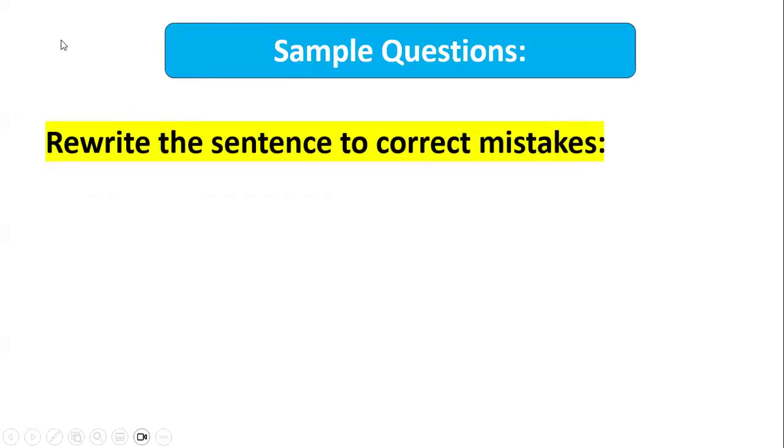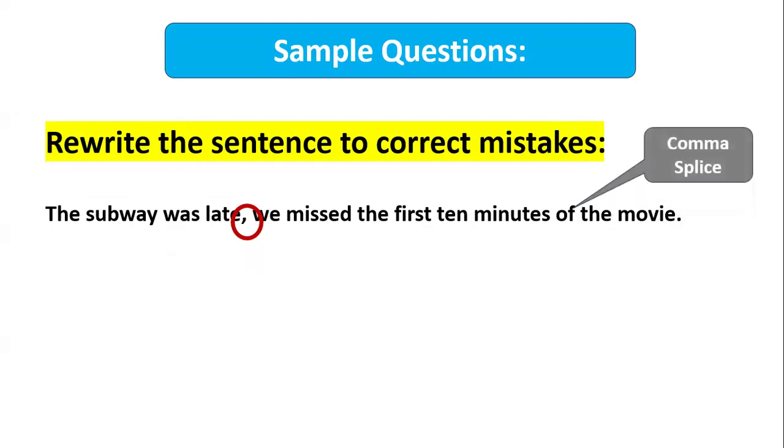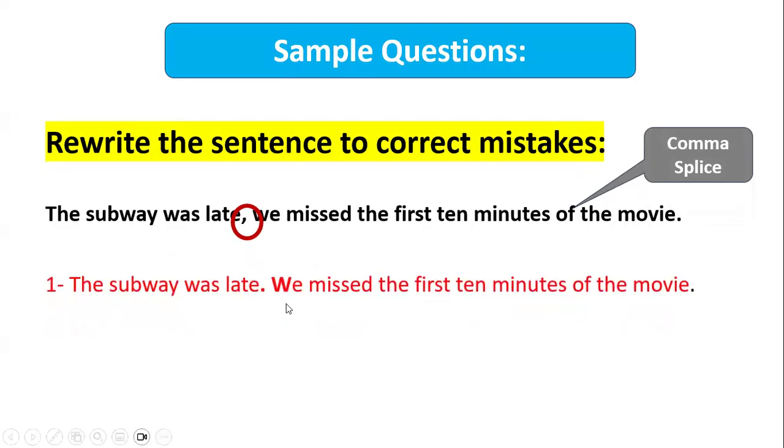Rewrite the sentence to correct mistakes. The subway was late. We missed the first 10 minutes of the movie. We have to decide if this is a run-on sentence or a comma splice. You can see here that we have a comma used in the wrong way. Okay, so this is a comma splice. So how to fix this? Simply, the first one is to use a full stop. End the first sentence with a full stop. Start the new sentence with a capital letter because it comes after an end mark, and complete with the other sentence and a full stop.